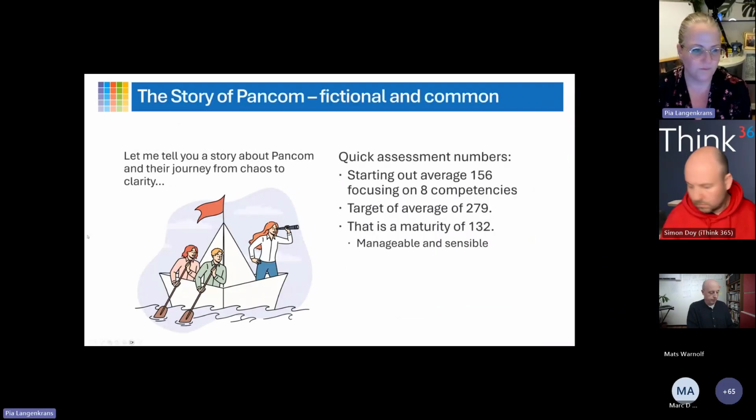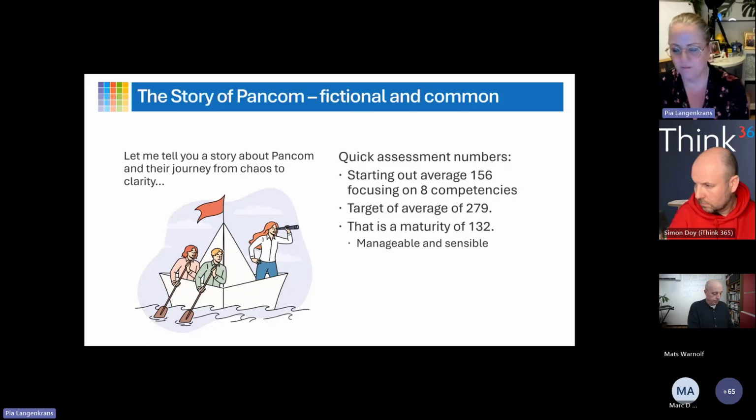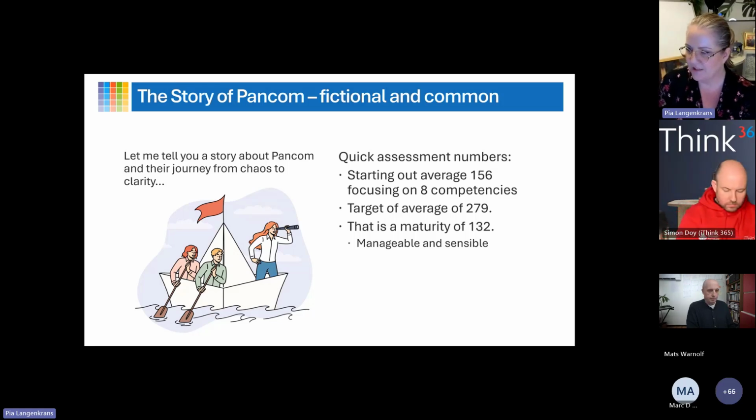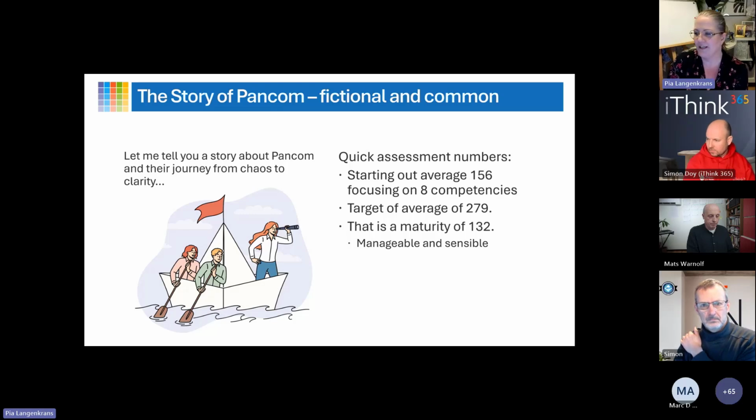So for me to explain this very well without saying ums and ahs and everything, I've made a story of Pancom. It's very fictional, and it's also very common. And this is the really fun stuff: in the next session we're going to act out as Pancom. So we can see, okay, how did we reach this level and how to do this?